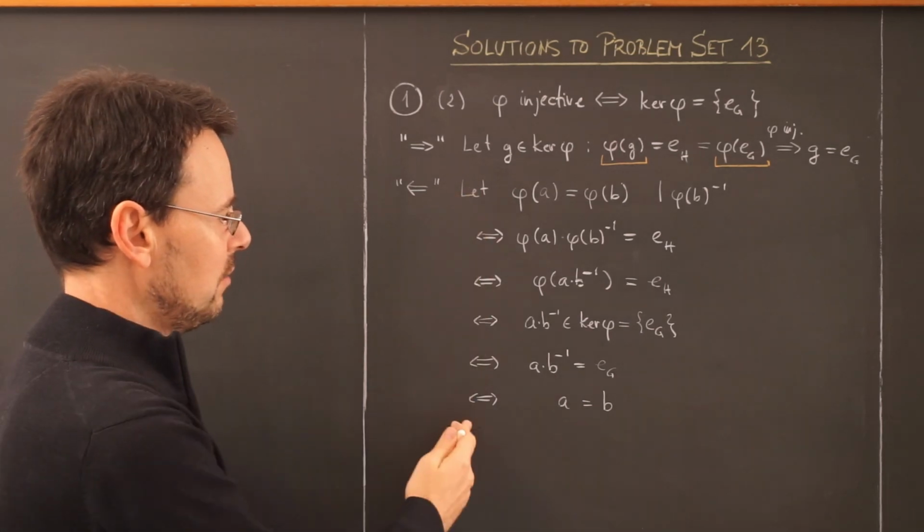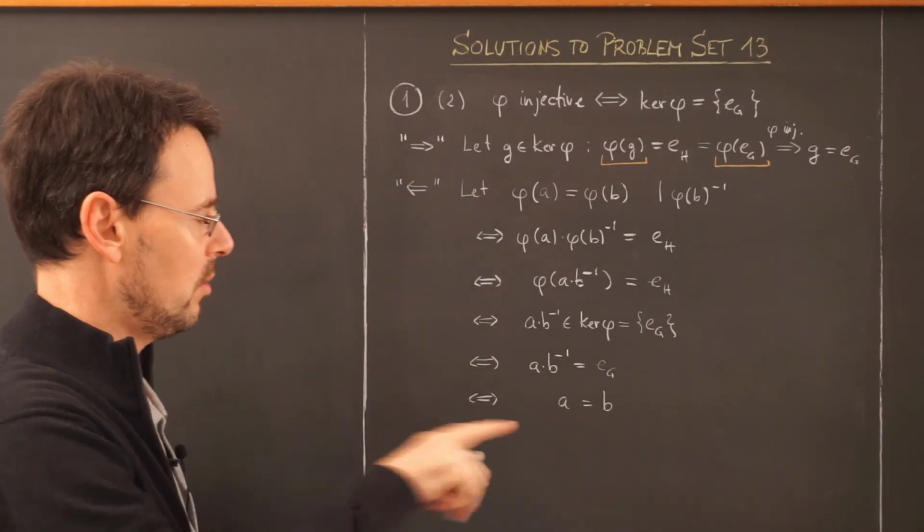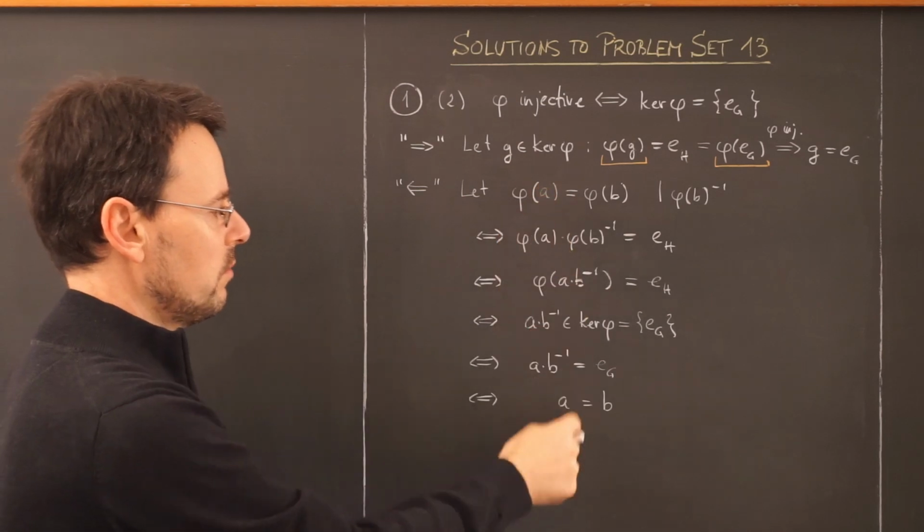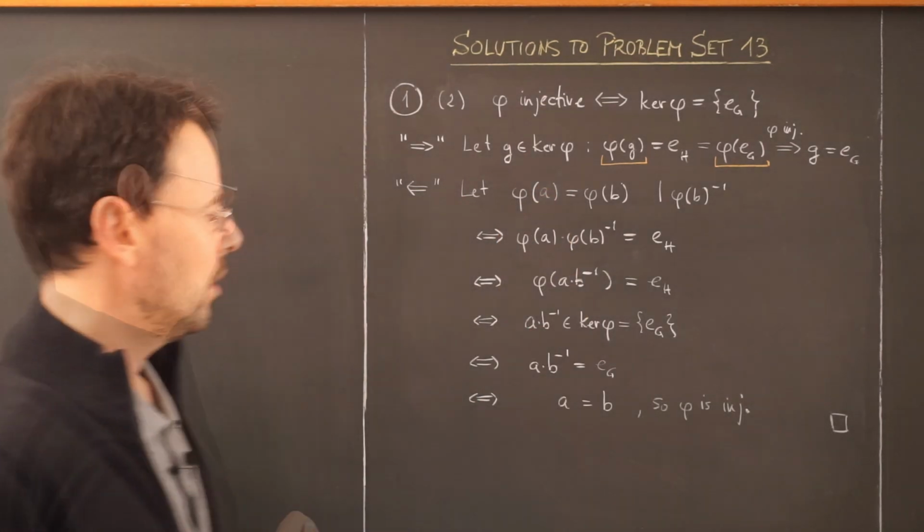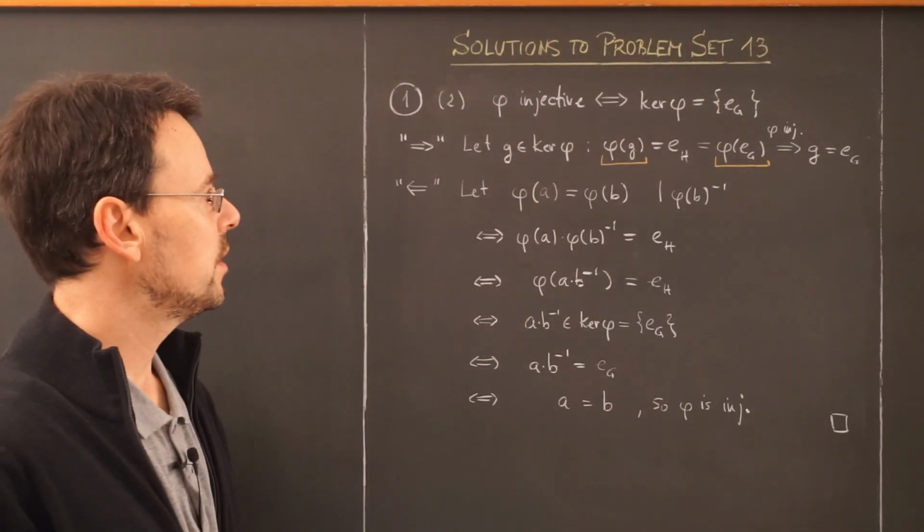And it would have been enough to always write the arrows in this direction because I want to go from here to there. And this shows that phi is injective.